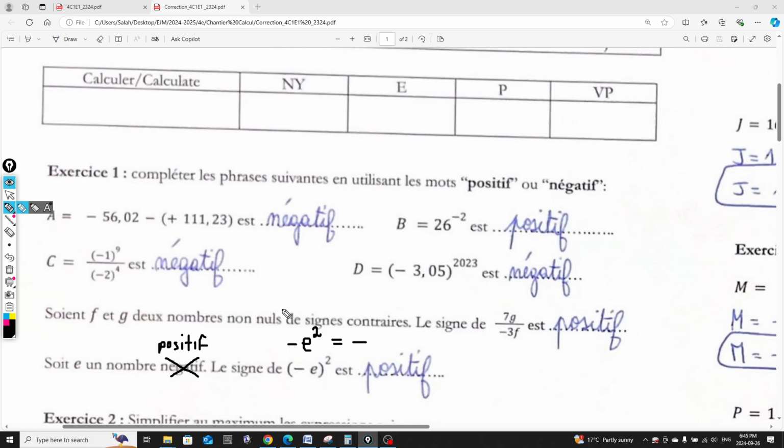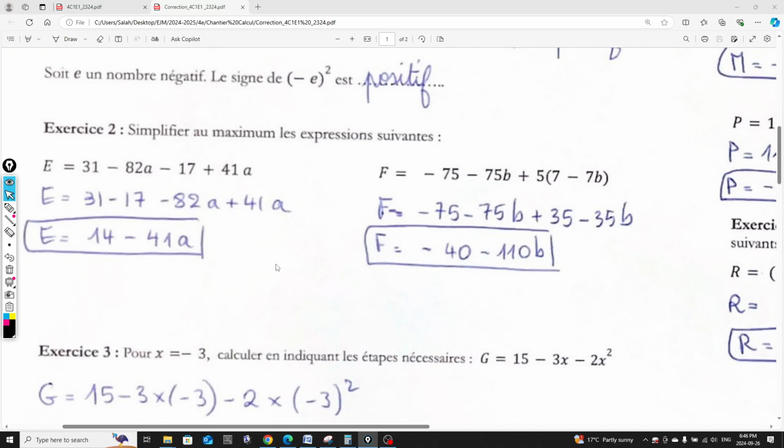But here, negative E to the power of 2 means you're saying E to the power of 2 first. So let's say this was 3. 3 to the power of 2 first, which would be 9. Oh, hey, by the way, that's negative. And then you'd get an answer that's negative. Okay, negative 9. Okay, so hopefully that makes sense. Let's move down into exercise number 2.